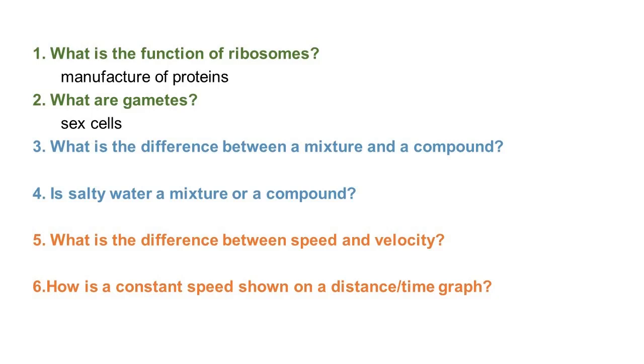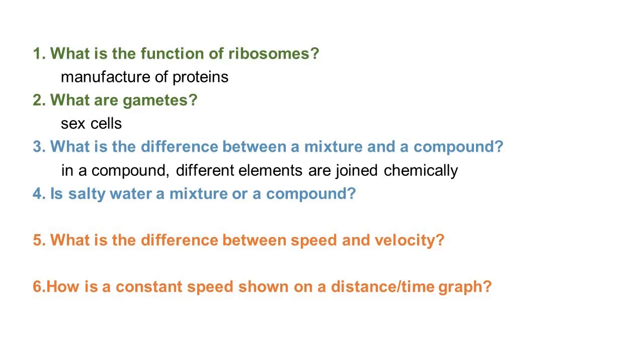Question 3 asked you, what is the difference between a mixture and a compound? Well, in a compound, remember, the different elements are chemically joined together, and in a mixture, there is no chemical reaction. There's no chemical joining of the different parts of the mixture.